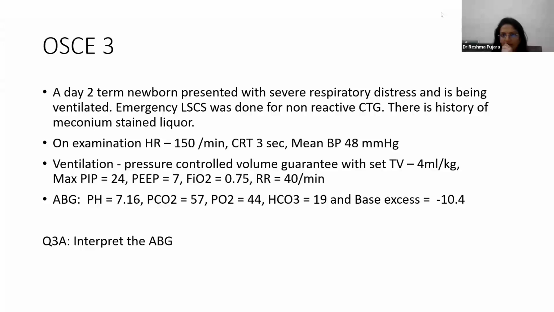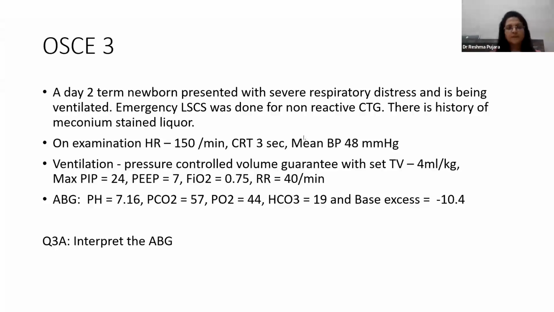So somebody said primary respiratory acidosis combined with metabolic, with hypoxemia, then respiratory mixed. Mixed acidosis with hypoxemia. Okay, good. So it is a mixed acidosis with hypoxemia. How do you interpret any ABG?